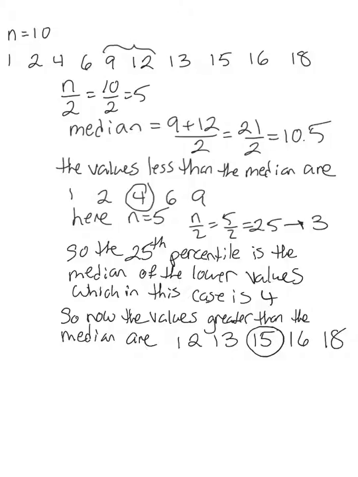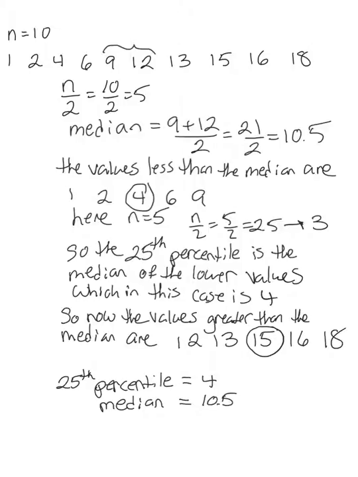And therefore, the 25th percentile is equal to 4. The median is equal to 10.5. And the 75th percentile is equal to 15.